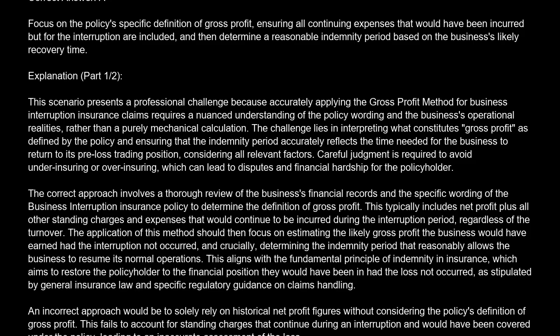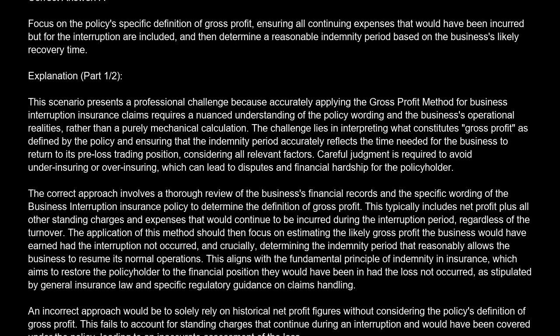Correct answer is A. Focus on the policy's specific definition of gross profit, ensuring all continuing expenses that would have been incurred but for the interruption are included, and then determine a reasonable indemnity period based on the business's likely recovery time. Explanation. This scenario presents a professional challenge because accurately applying the gross profit method for business interruption insurance claims requires a nuanced understanding of the policy wording and the business's operational realities, rather than a purely mechanical calculation.